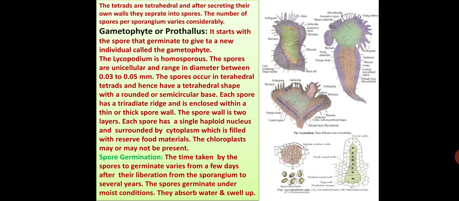The spores occur in tetrads and hence they have a tetrahedral shape with a rounded or semicircular base. Each spore has a triradiate ridge and is enclosed within a thin or thick spore wall. The spore wall has two layers. Each spore has a single haploid nucleus surrounded by cytoplasm which is filled with reserve food materials. The chloroplast may or may not be present.